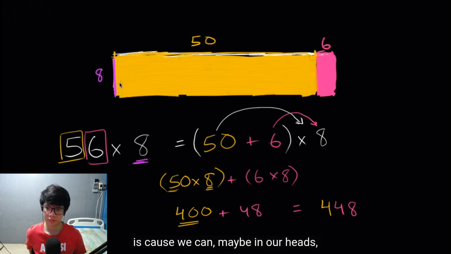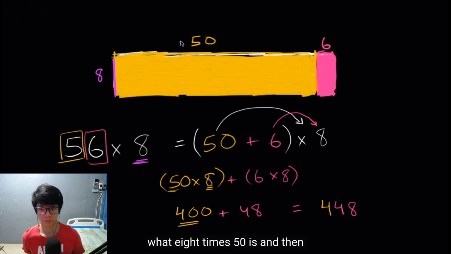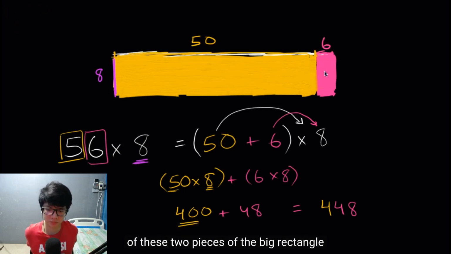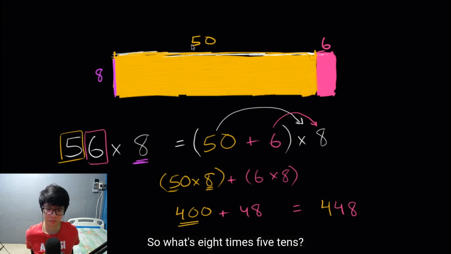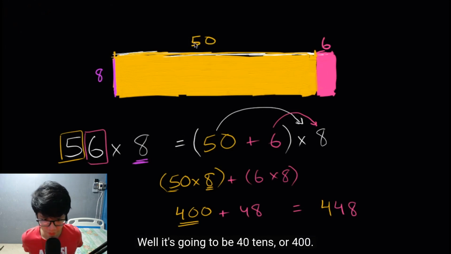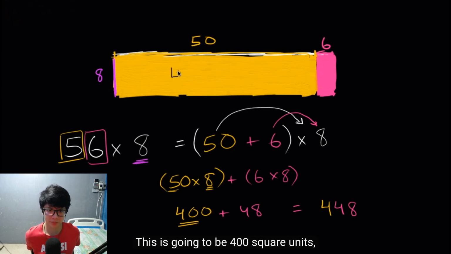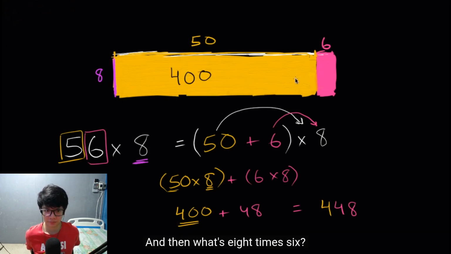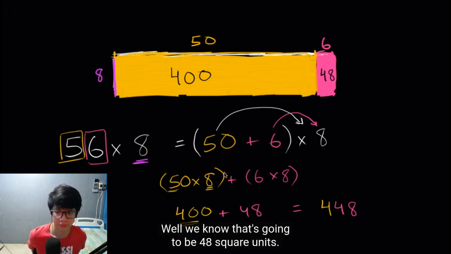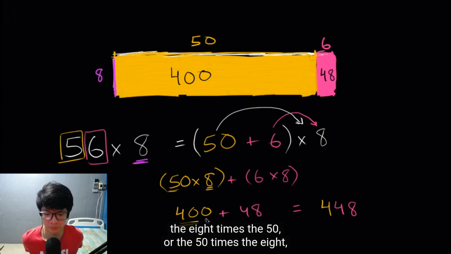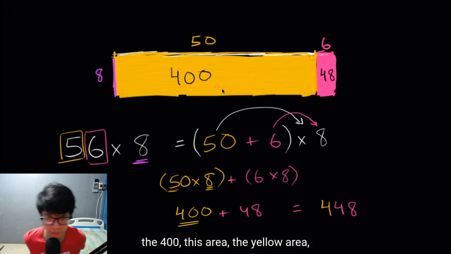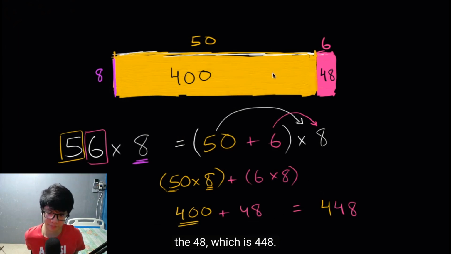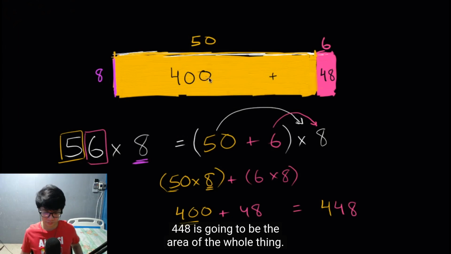And the reason why we broke it up this way is because we can, maybe in our heads or without too much work, figure out what 8 times 50 is, and then separately figure out what 8 times 6 is. So separately figure out the areas of these two pieces of the big rectangle, and then add them together. So what's 8 times 5 tens? Well, it's going to be 40 tens, or 400. This is going to be 400 square units. It's going to be the area of this yellow part. And then what's 8 times 6? Well, we know that's going to be 48 square units. So the entire rectangle is going to be the 8 times the 50, or the 50 times the 8, the 400, this area, the yellow area, plus the magenta area, plus the 8 times the 6, the 48, which is 448. 448 is going to be the area of the whole thing.